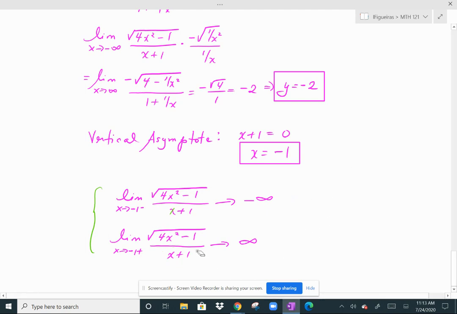So you can try that with a calculator, plug in different numbers so that you can confirm for yourself that you get a number approaching negative infinity as x approaches -1 from the left, but you get a very large number as x approaches -1 from the right.